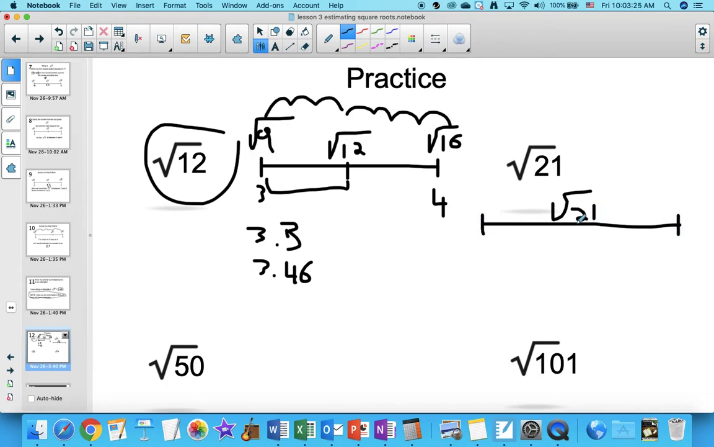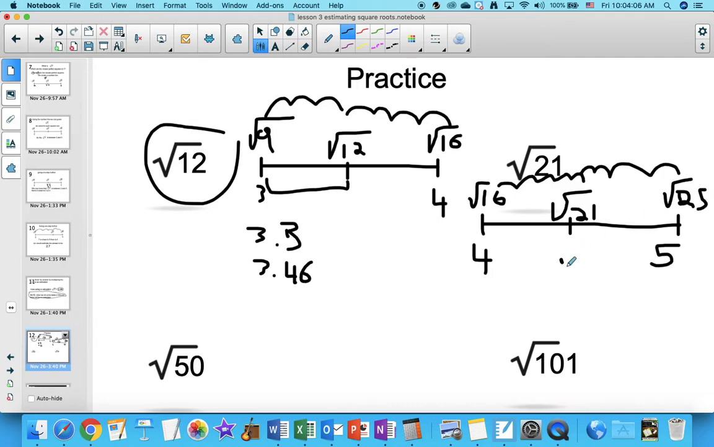So we're looking for the square root of 21. Well, the next smallest one is, again, the square root of 16, right? And the next largest one is the square root of 25, right? We have 16 and 25, which means it's between 4 and 5. And so we're trying to see, is it closer to 16 or is it closer to 25? So we go 16, 17, 18, 19, 20, 21. Okay, so it's 5 steps. But this one is 25, 24, 23, 22, 21. So it's closer to the 25.